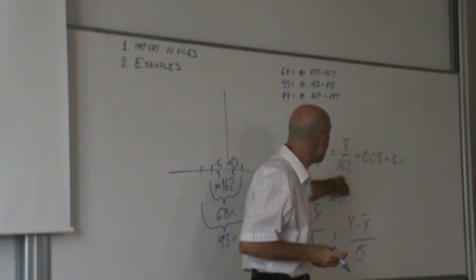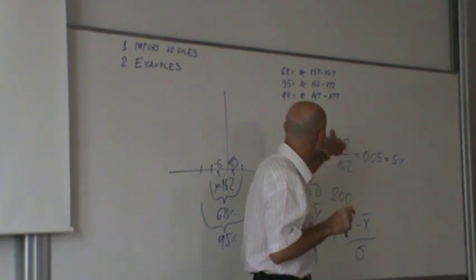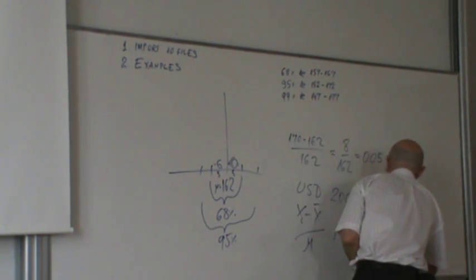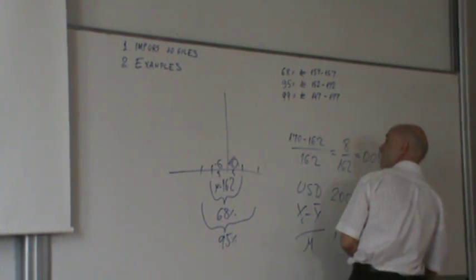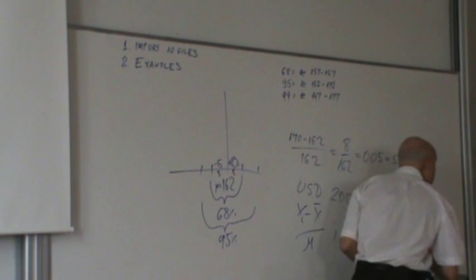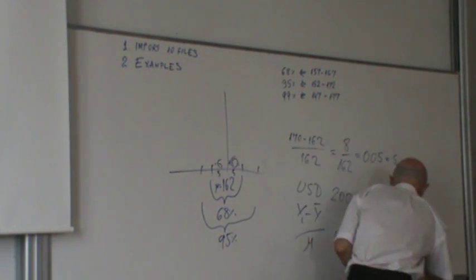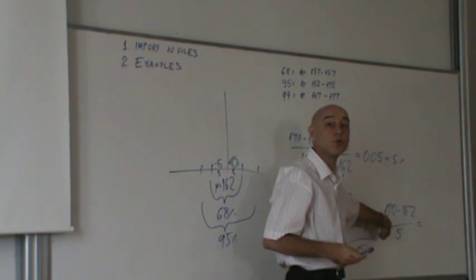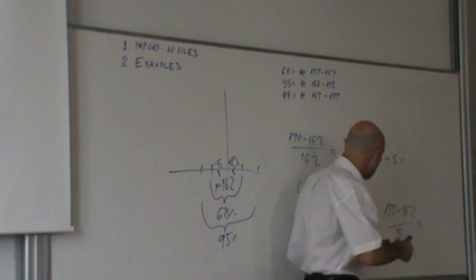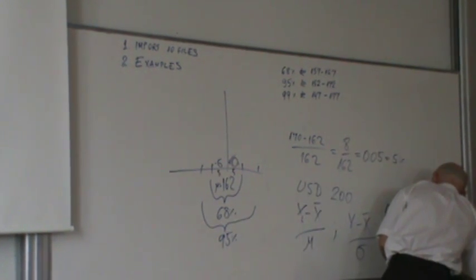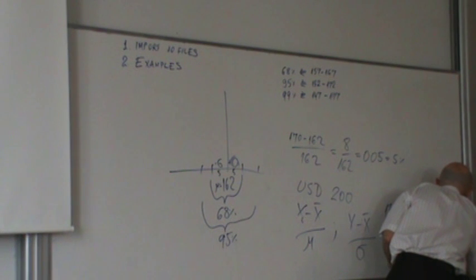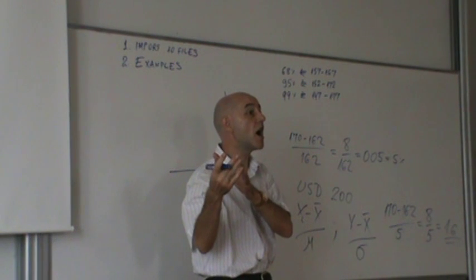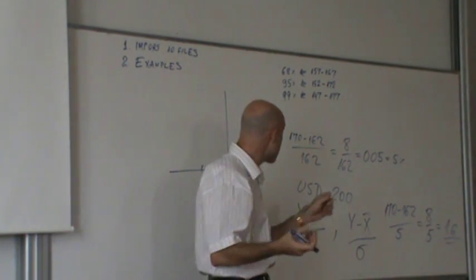So if the standard deviation here is 5 centimeters, let's redo the calculation now. You got 170 minus 162, and the standard deviation is 5 centimeters. You would be getting 8 over 5, which is 1.6. So you're 1.6 sigma higher, okay? So that's one way to think.